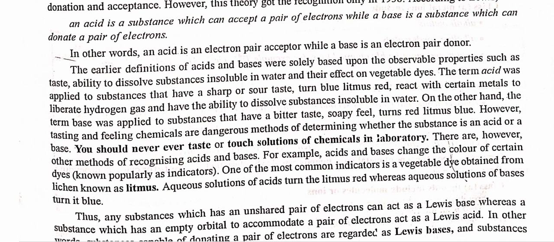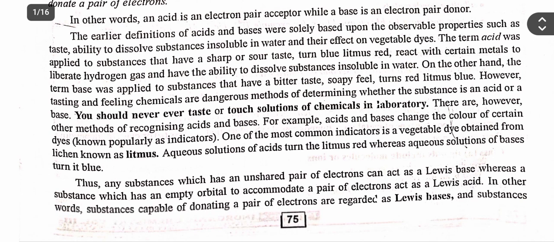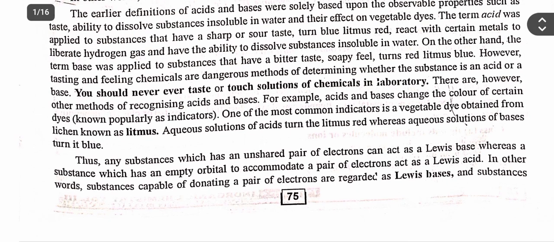There are, however, other methods of recognizing acids and bases. For example, acids and bases change the color of certain dyes. One of the most common indicators is a vegetable dye obtained from lichen, known as litmus. Aqueous solutions of acids turn the litmus red, whereas aqueous solutions of bases turn it blue.